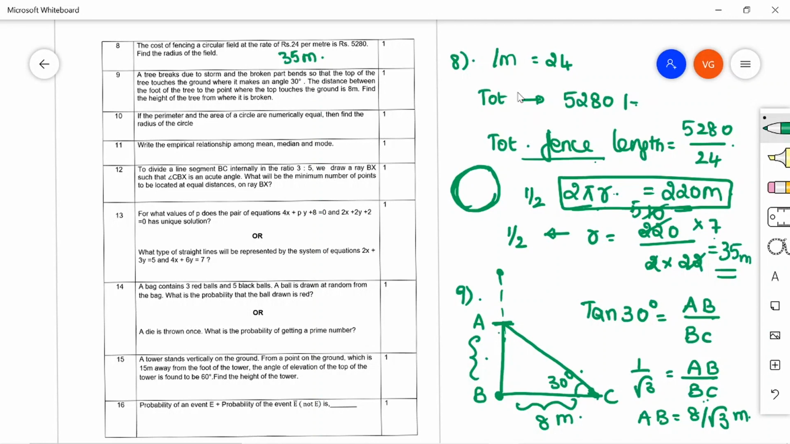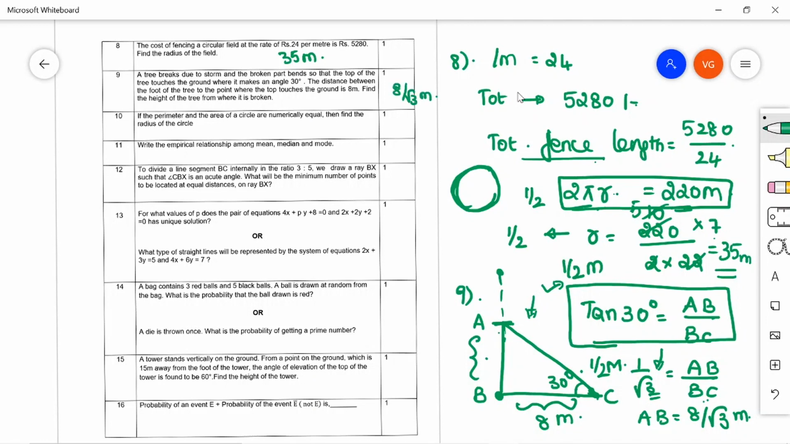Now once you write this down, whether you draw the picture or not, the picture is for your understanding purpose only. You won't get any mark for drawing the picture here. Once you write tan 30 is equal to that ratio, you will get half mark here. And writing the tan 30 value substitution, you will get another half mark. So this is the marking criteria for question number 9. The answer for question number 9 here is 8 by root 3 meter.